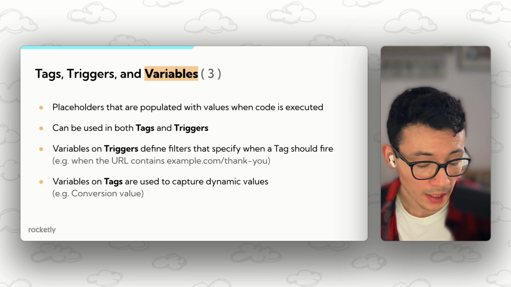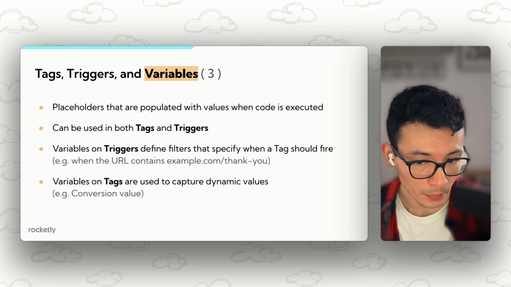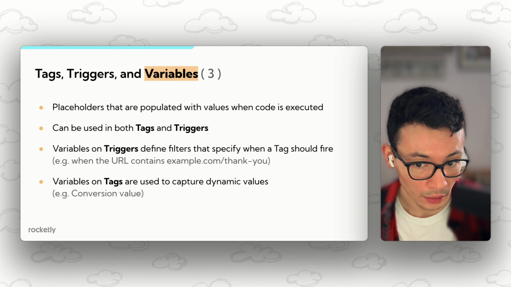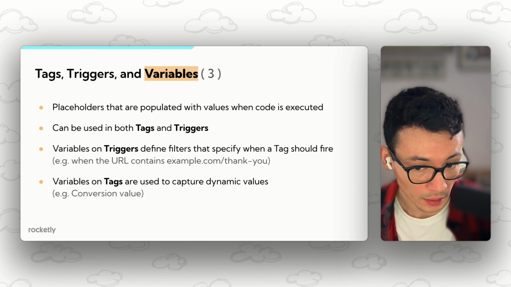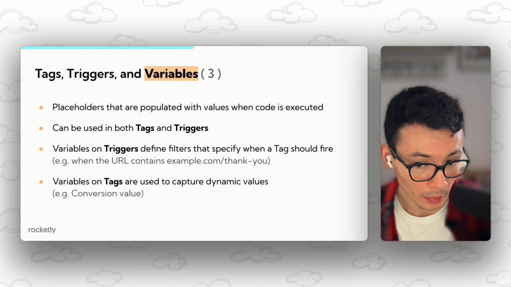Now a variable on a tag is used to capture dynamic values. So this can be a variety of different things, but one common example might be conversion value or revenue for a specific conversion action. So I might have a Google Ads conversion tag that fires, and I might want to pass the revenue of that specific conversion action of that specific customer back into Google Ads. So I might have a variable for that tag.